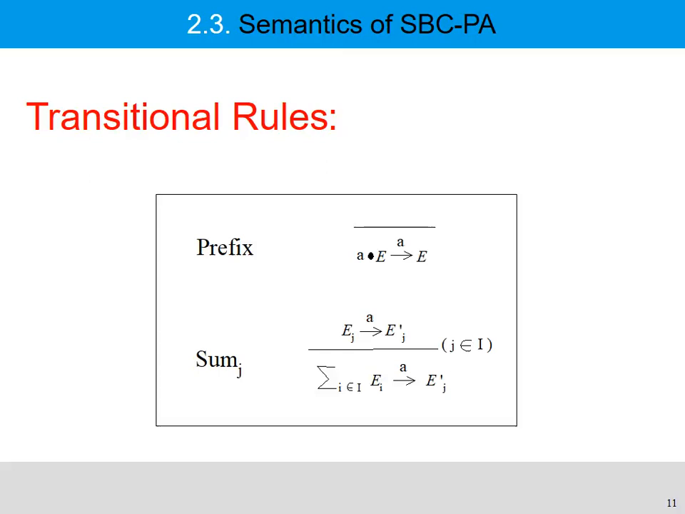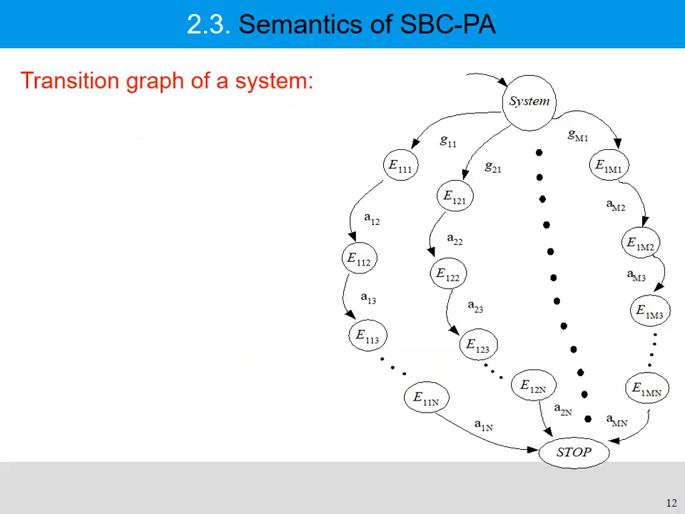In SBC process algebra, we use transition rules to describe the semantics of SBC process algebra. There are 2 transition rules. The first one is the prefix transition rule. The second one is the summation transition rule. Using the transition rules, the whole semantics of SBC process algebra can be described by a transition graph.